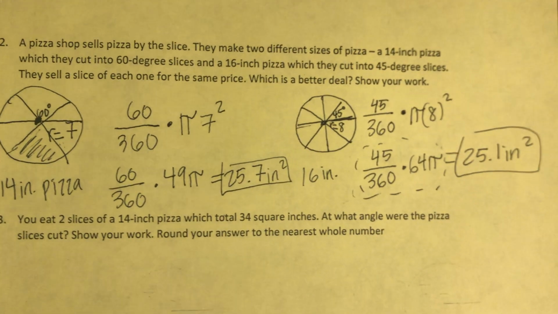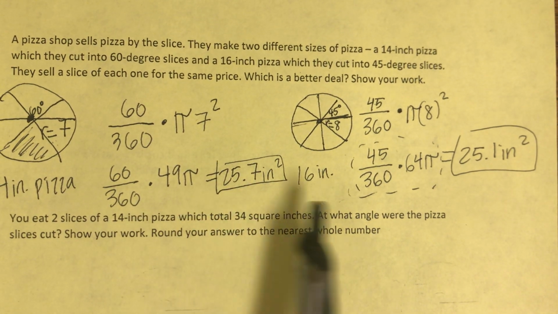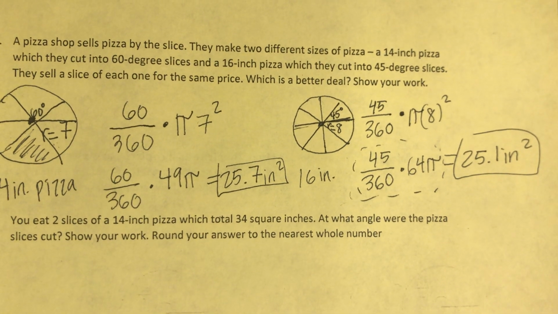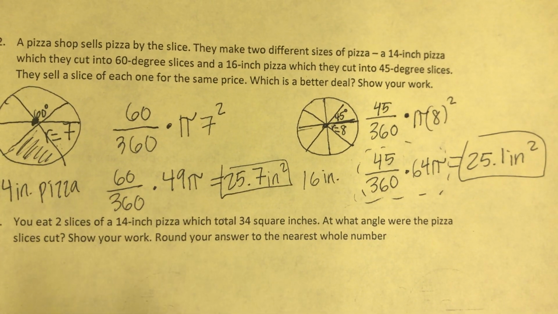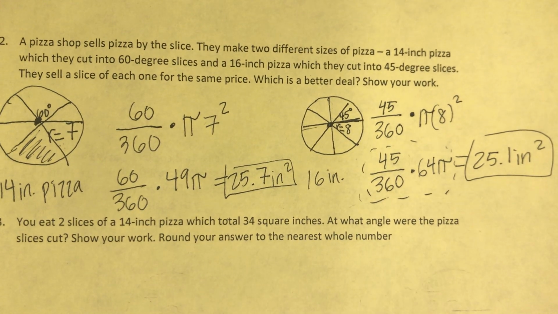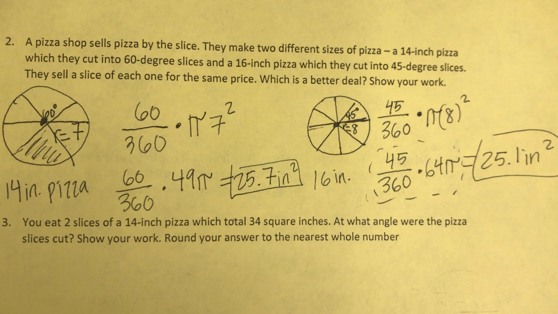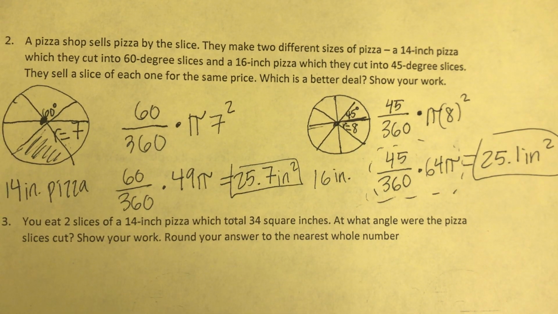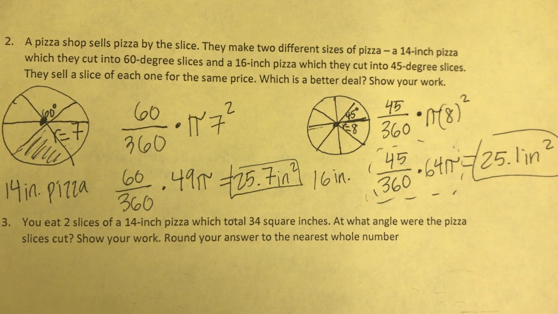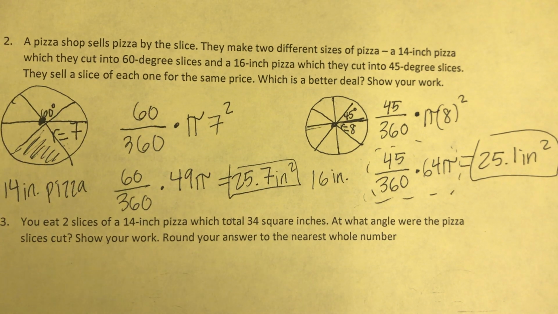So I want you to turn to your partner and tell them which slice is a better deal. If you loved pizza, would you want a slice from the 14-inch pizza or would you want a slice from the 16-inch pizza? Talk to your neighbor. Ready, go. You have 30 seconds. 10 seconds. 5, 4, 3, 2, and 1.